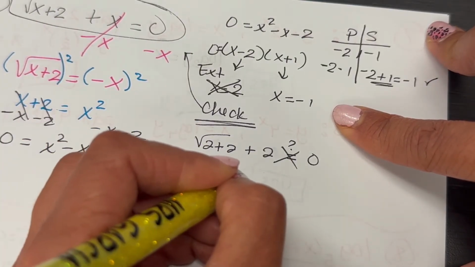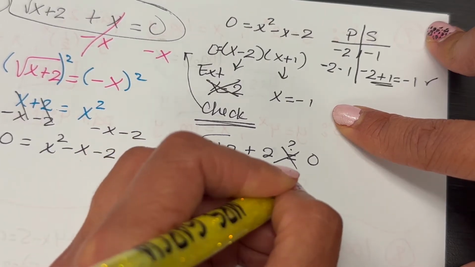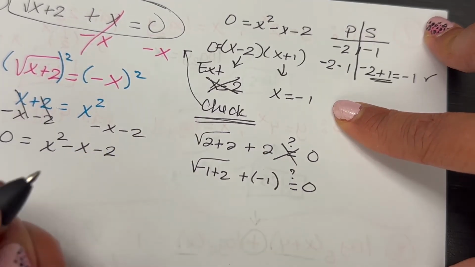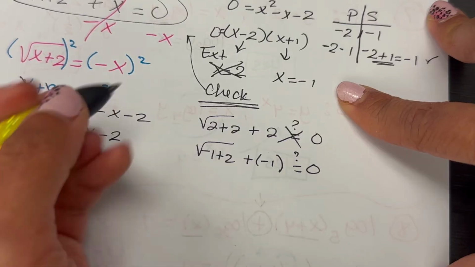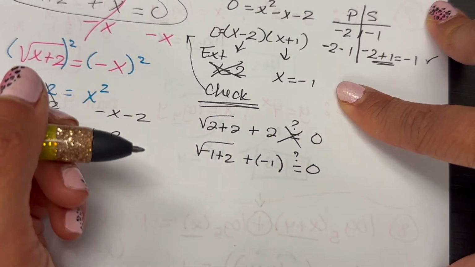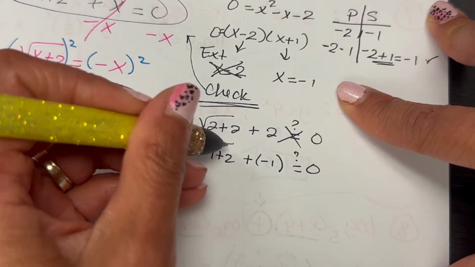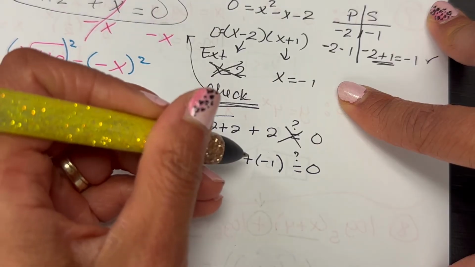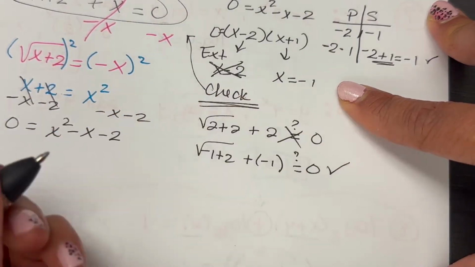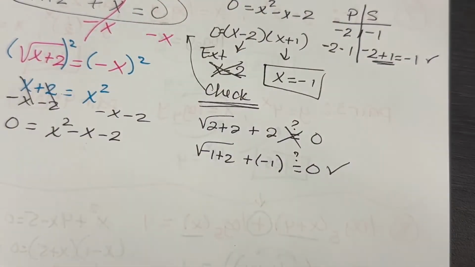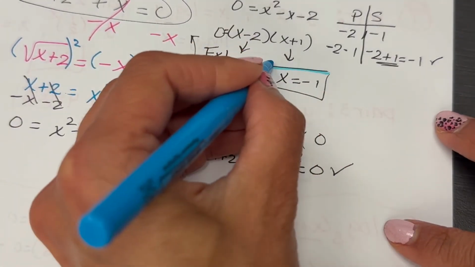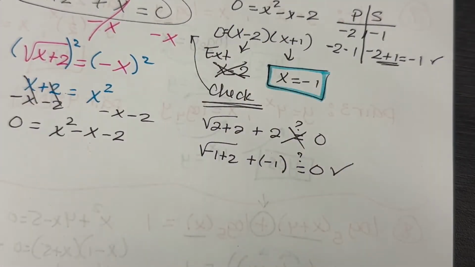Now let's try the negative 1. Square root of negative 1 plus 2, plus negative 1. Does that equal 0? That one works because negative 1 plus 2 is 1. The square root of 1 is 1. 1 plus negative 1 does equal 0, so that one works. So the only solution is x equals negative 1, and you would type that into the box.